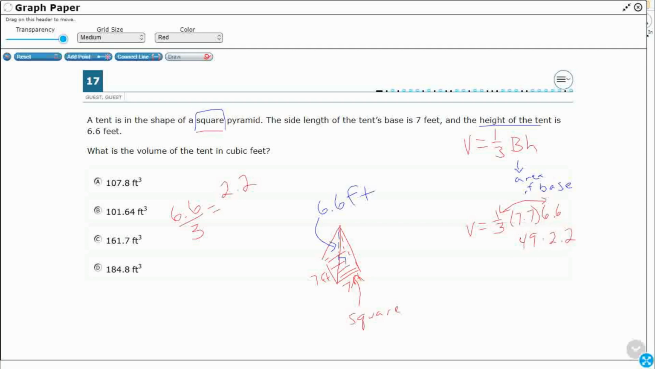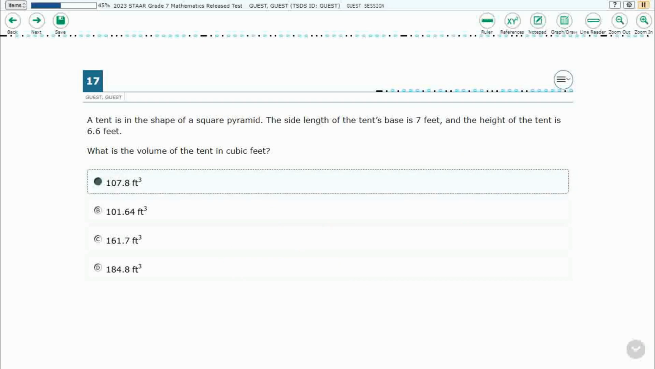So now I've just got a 2 by 2. Let's multiply that right there. 2.2 times 49, that's going to be 18, that's 19. That's going to be 8, and that's going to be another 8. That's going to be added up 8. And then I've got my 17. Let's see, 8. And that's going to be 10.78. I need a decimal in 1, so 107.8 feet cubed. The answer is A.